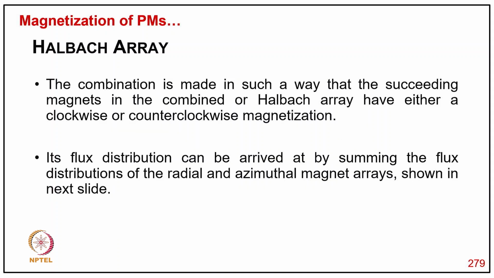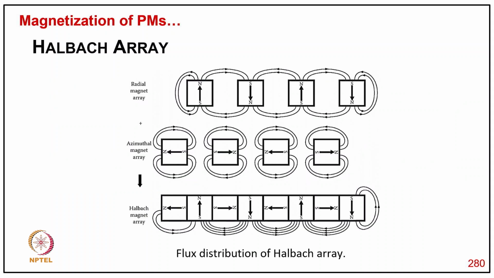In this Halbach array, the combination is made in such a way that the succeeding magnet is combined with the Halbach array having either clockwise or counterclockwise magnetization, and its flux distribution can be arrived at by summing the flux distributions of the radial and azimuthal magnets, as shown in the next slide. So as you can see here, the different radial magnet, azimuthal, and finally the Halbach magnet flux distribution.